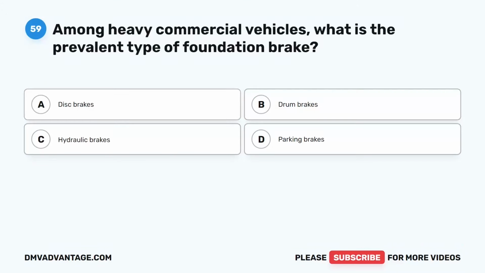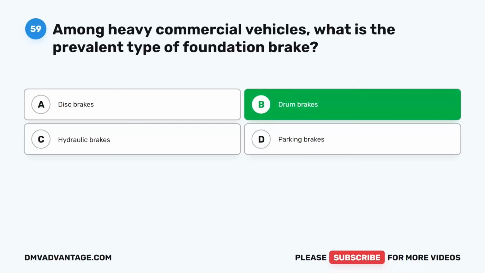Question 59. Among heavy commercial vehicles, what is the prevalent type of foundation brake? A. Disc brakes. B. Drum brakes. C. Hydraulic brakes. D. Parking brakes. The correct answer is B.